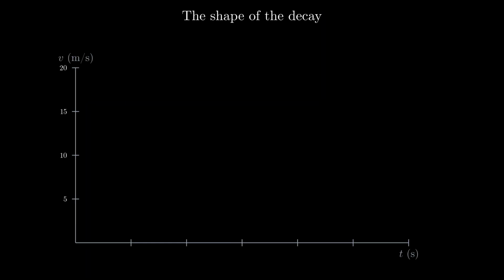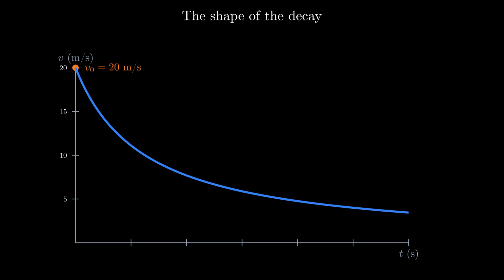Look at the shape of this decay. With an initial speed of 20 meters per second, the velocity drops steeply at first, then bends into a long, slow tail that creeps towards 0 but never quite reaches it. This is reciprocal decay, 1 over 1 plus t over tau.